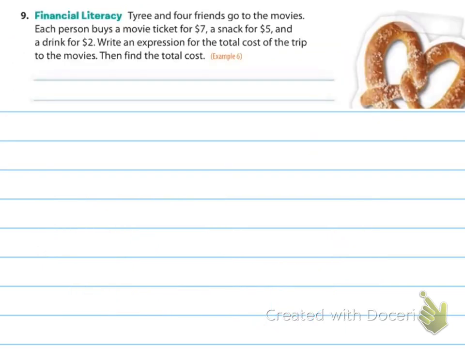Number 9 said Tyree and 4 friends go to the theaters.